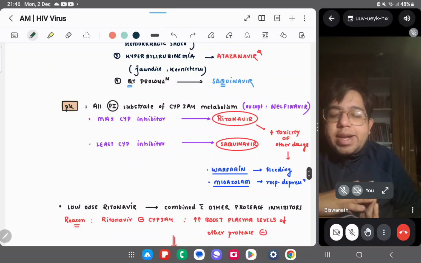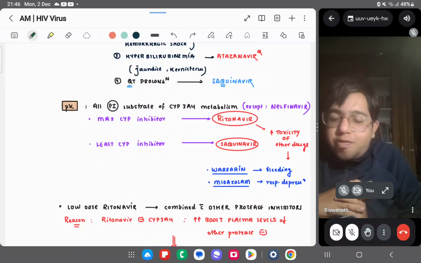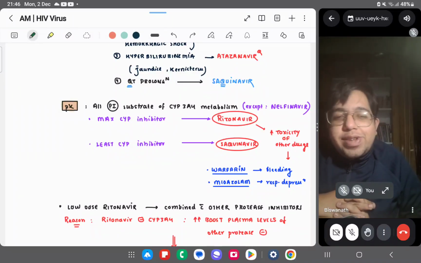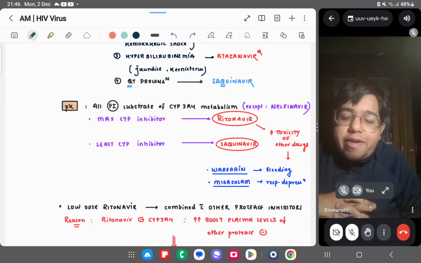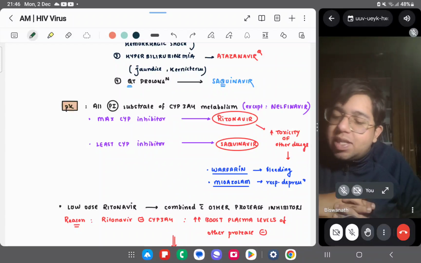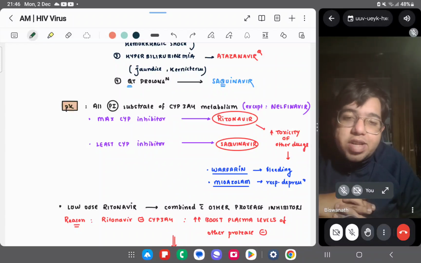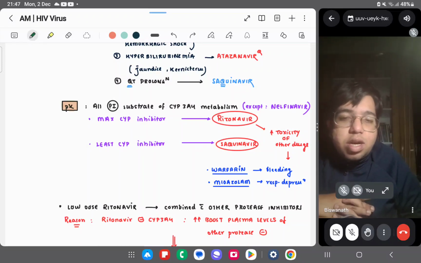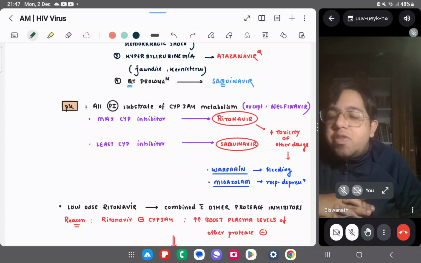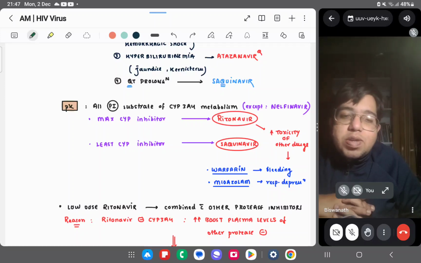Pharmacokinetics: all are substrates of CYP3A4. Basically they will interact with rifampicin, so you don't have to give rifampicin. Maximum CYP inhibitor is ritonavir. Ritonavir will increase the toxicity of other drugs like warfarin and midazolam. Warfarin is used in coagulation, right? This will increase the toxicity, so there will be more bleeding. And midazolam will cause respiratory depression with this drug. So these drugs are contraindicated here, right?